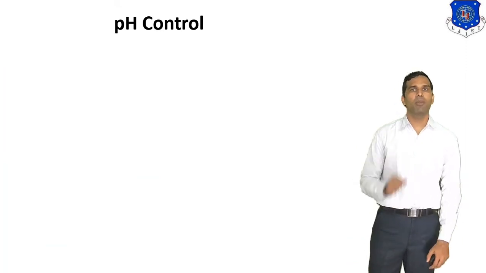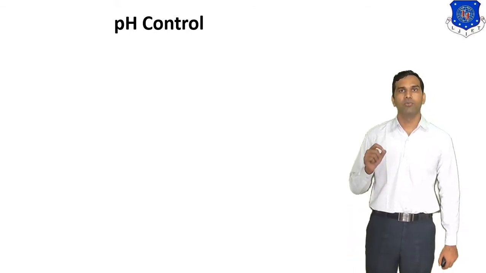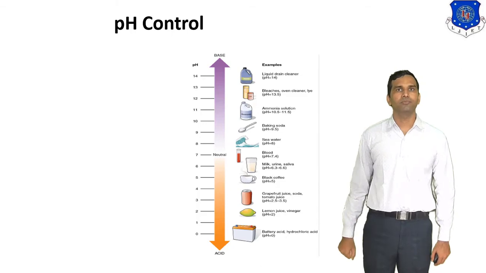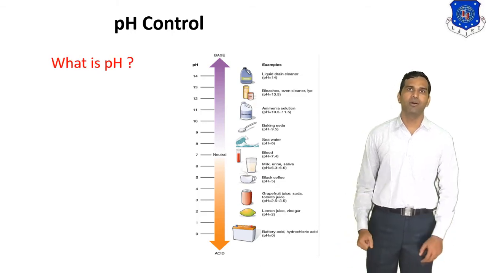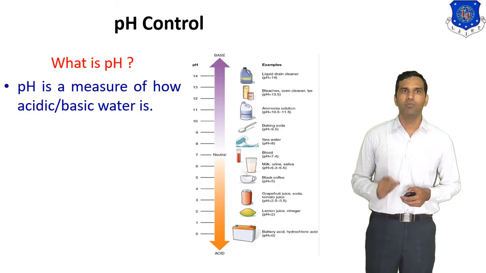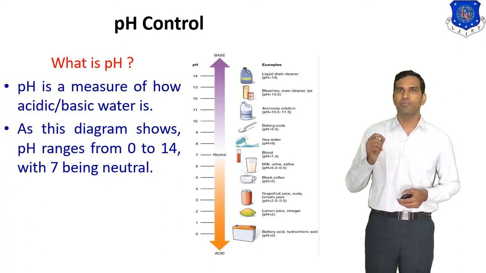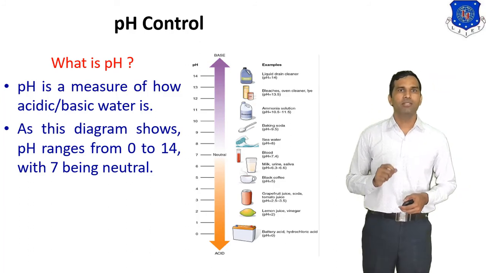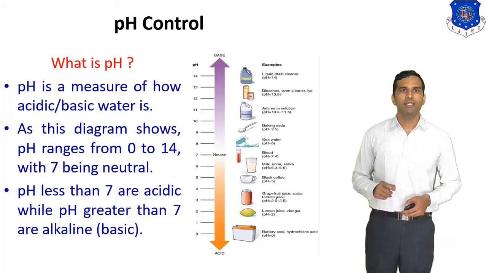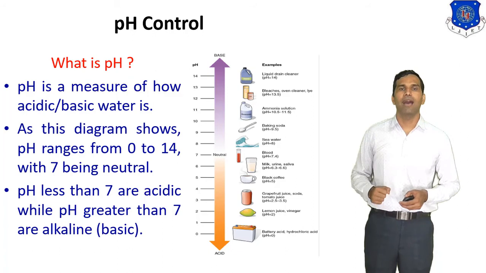Now we discuss the last topic. This is the pH control. The pH control in a reactor is very important. So you can see this is the scale of the pH. First of all the question comes to our mind, what is pH? The answer is pH is a measure of how acidic or basic water is. As this diagram shows, the pH range is from 0 to 14, with 7 being neutral. That means 7 is the neutral value of pH. pH less than 7 is acidic, while pH greater than 7 is alkaline, or we can say basic.